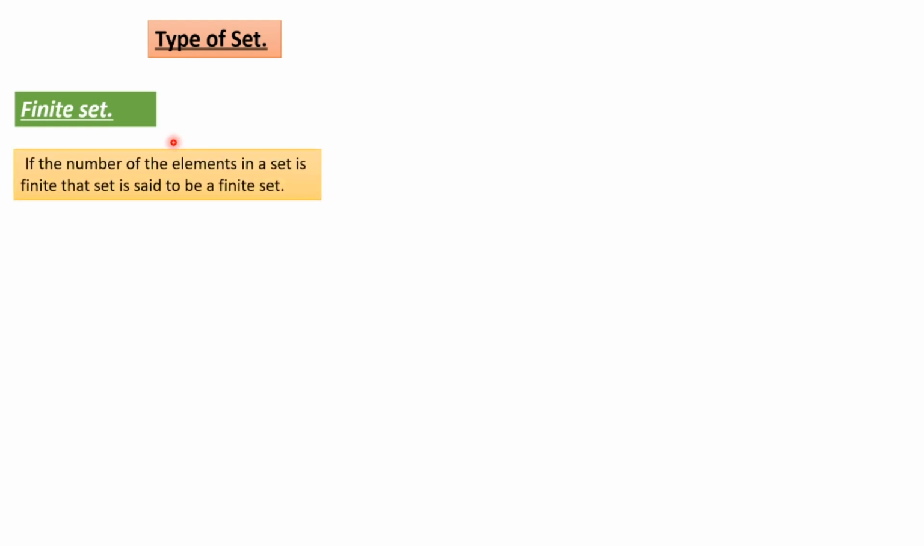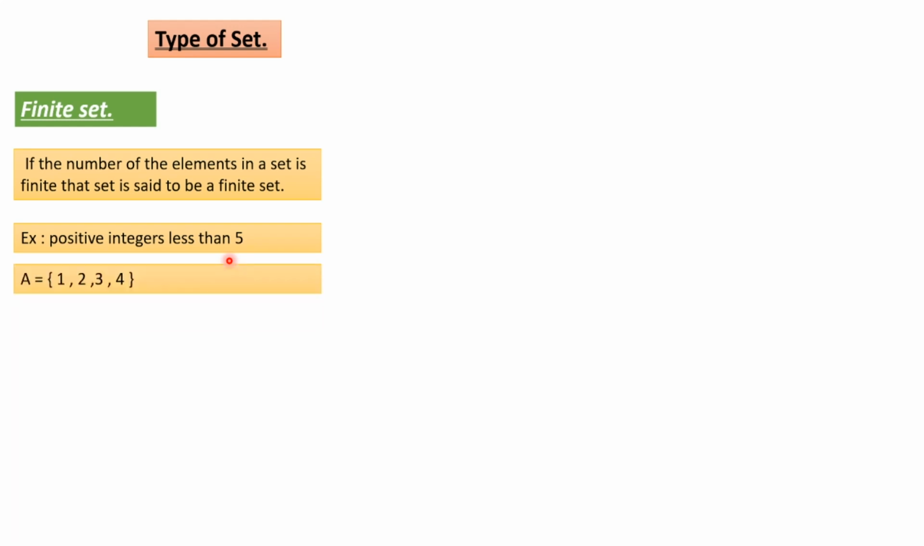Now, next part we are going to learn the types of sets. The first type is finite set. If the number of the elements in a set is finite, the set is said to be a finite set. If you have a finite number of elements, that means you can count the number of the elements. As an example, positive integers less than 5, you can count it. How many integers are there? Like that, if we can count how many elements are there, that is called a finite set.